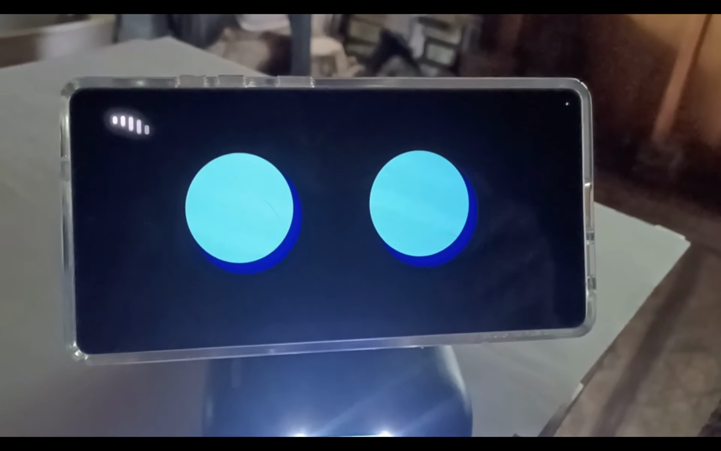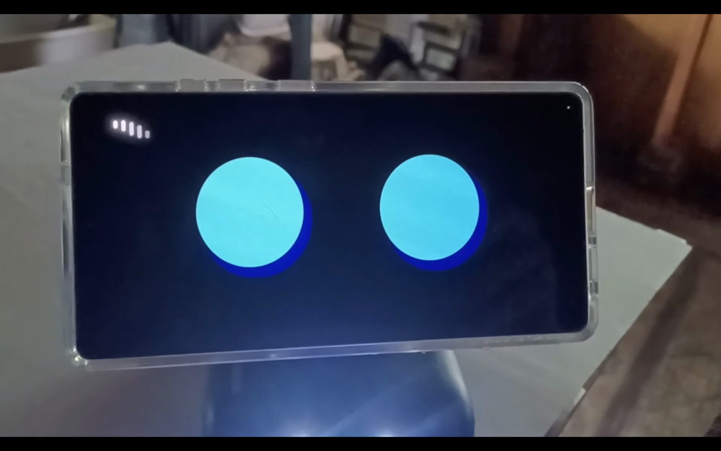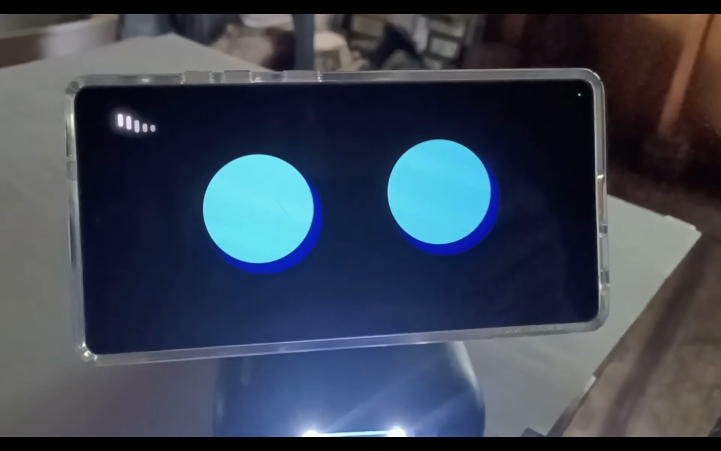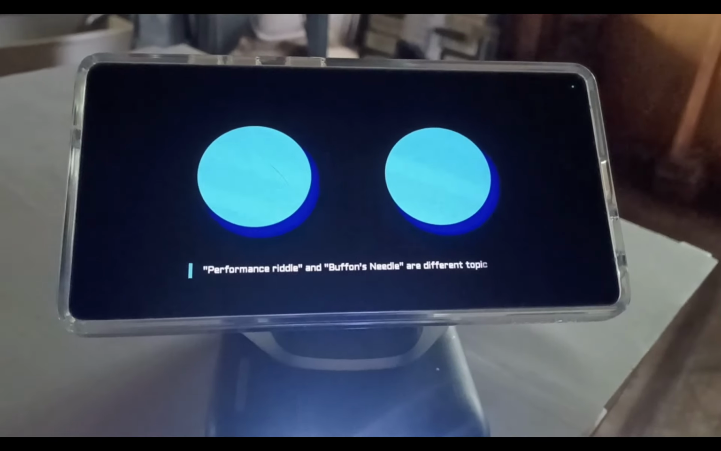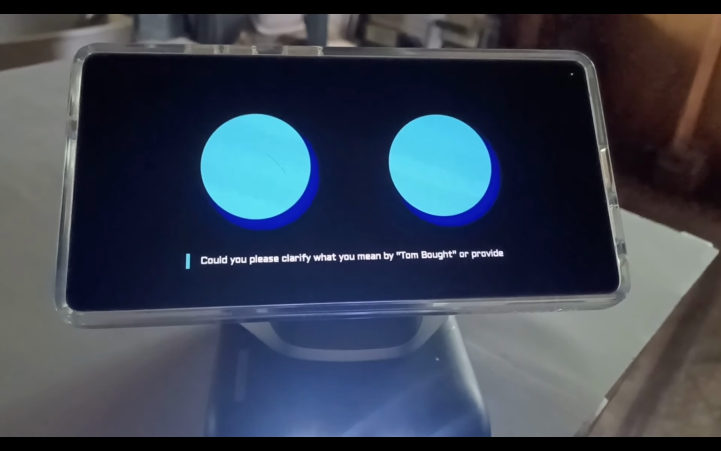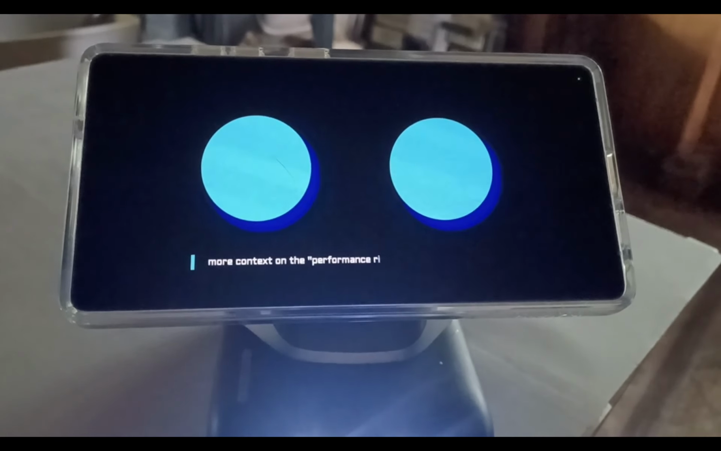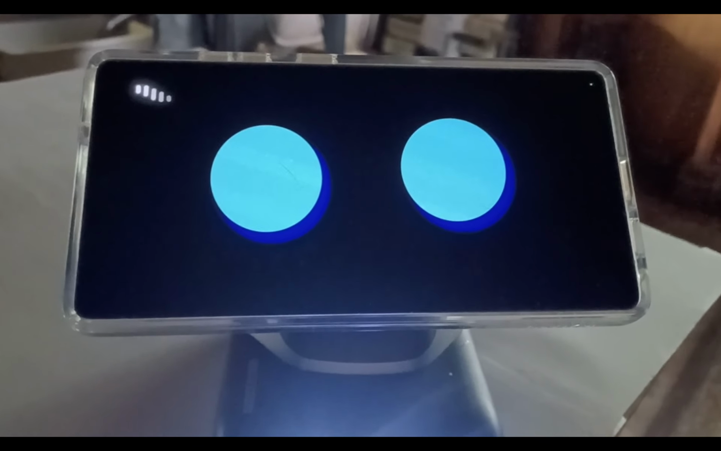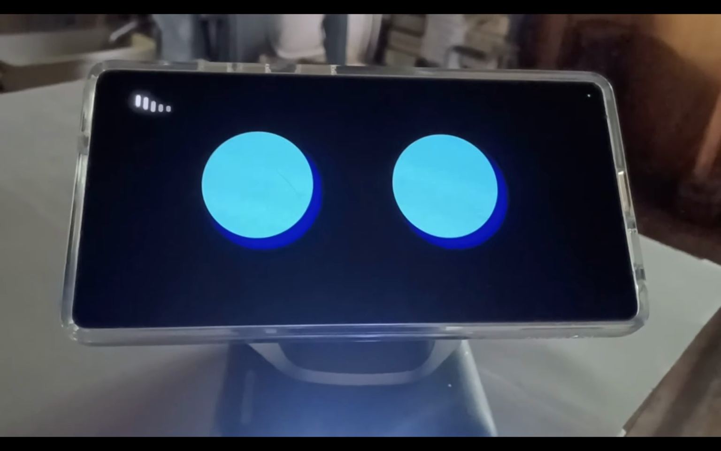TomBot has asked me to write a Java program that demonstrates Buffon's needle. Do you know what Buffon's needle is? Could you please clarify what you mean by TomBot or provide more context on the performance riddle so I can assist better? Yes, I am interested in the mathematical problem of Buffon's needle.